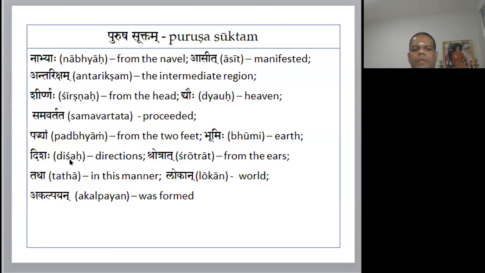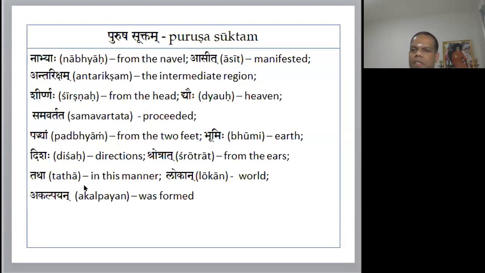Dishaha. Disha means one direction, and Dishaha is plural: all the different directions, east, west, north, south, all of them came from his shrotrat, from his ears. From the Purusha's ears came all the directions.